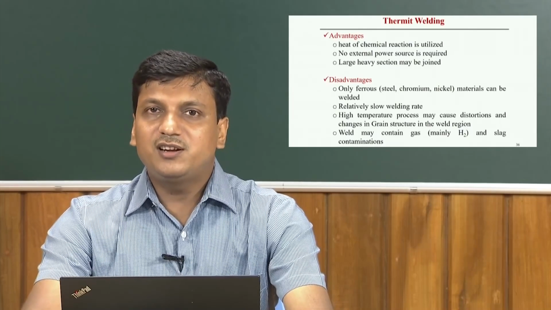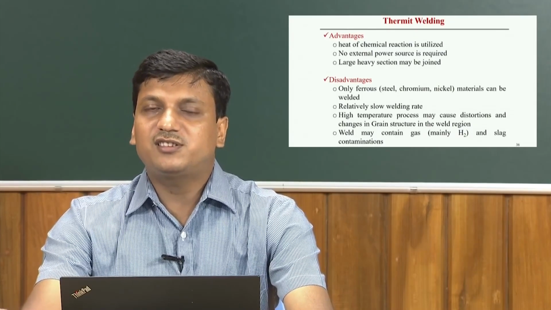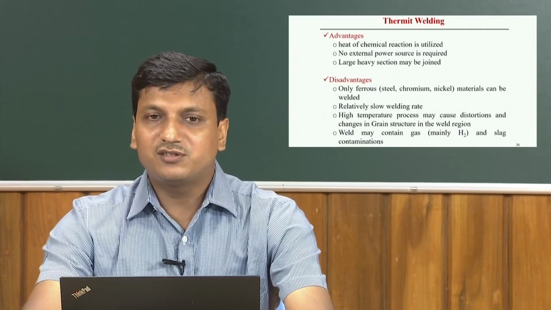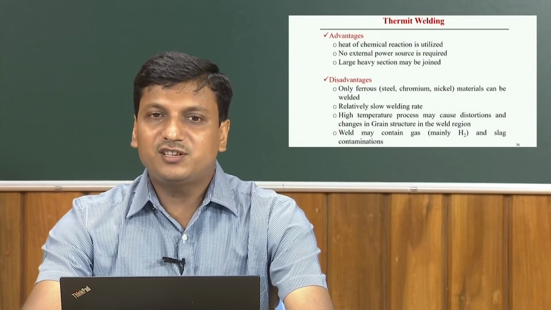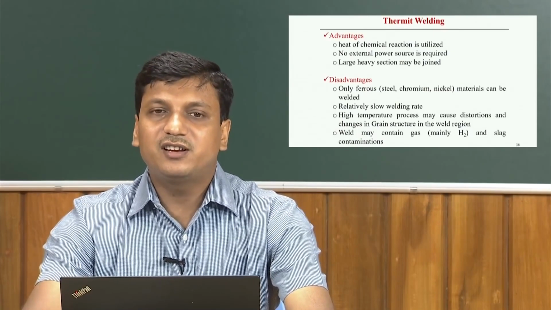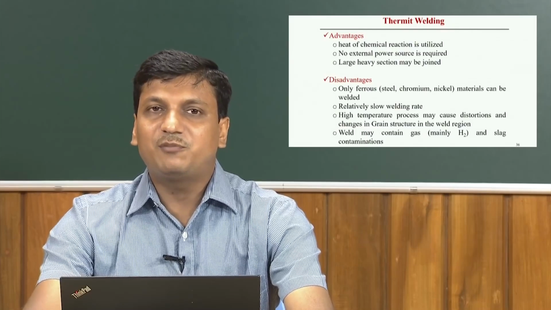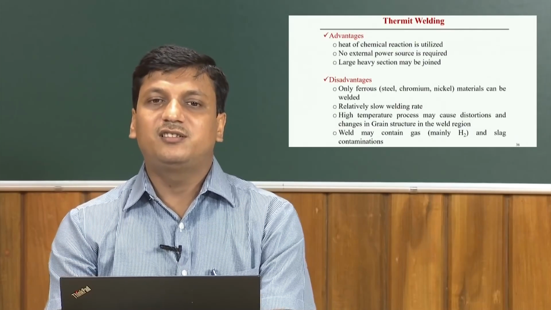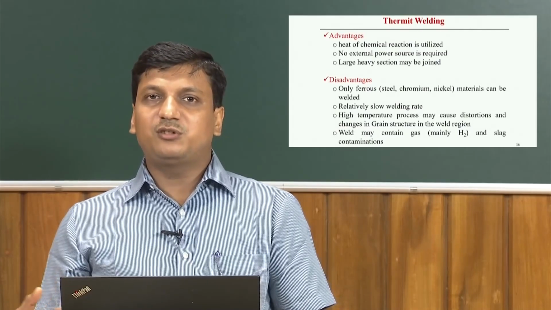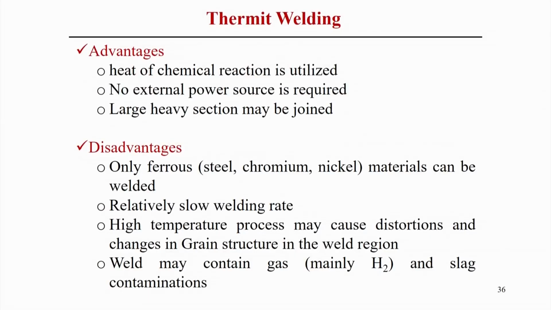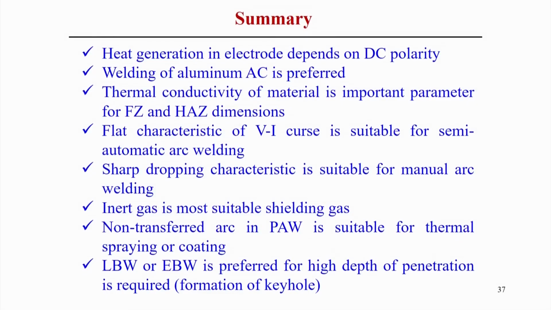Relatively slow welding rate. So, the welding rate is not as high as compared to the other arc welding processes, but high temperature passes may cause distortion, and that actually affects the grain structure in the weld zone. Sometimes the weld metals may contain hydrogen, and also slag inclusions or contamination is another difficulty, maybe a disadvantage of this welding process.